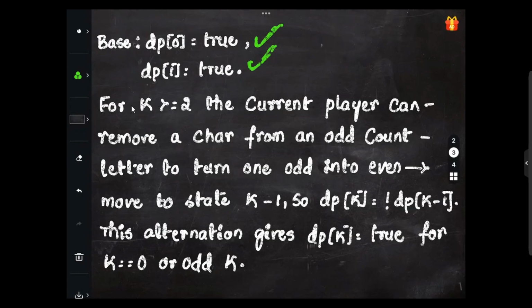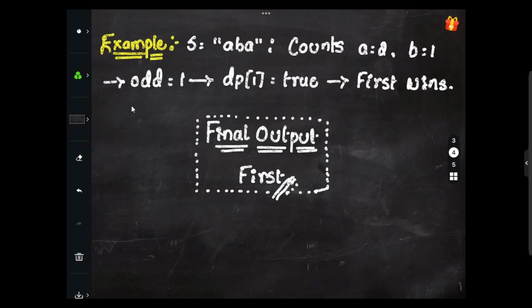So let's try to implement the same thing in the example. Basically for example 1 you'll get to know, right? So s we have aba. Count, so first, as we said, we'll be going with the count of a. Frequency of a is 2 and frequency of b is 1 here, right? So we have odd 1, meaning b we have 1, right? So dp of 1 is true basically here.